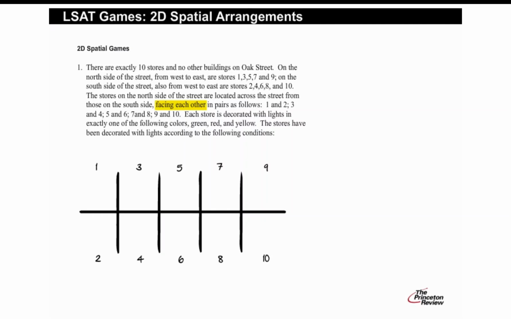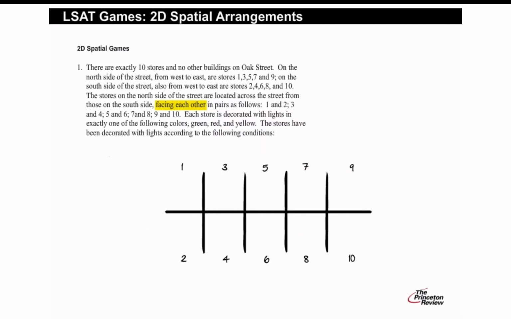Clearly, this is a different type of game. Instead of asking you to put a list of things into a particular order along a single line, they've given you two sides of a street that have a spatial relationship to each other. So you will draw the street as they described it, with the stores on either side. Unlike order games, you'll need to draw the street out in a new diagram for every specific question, so you'll need to plan your space accordingly.